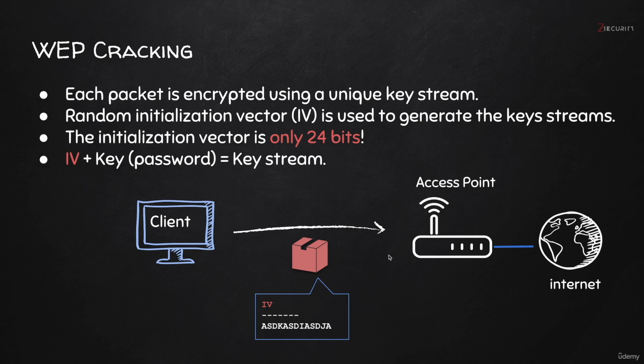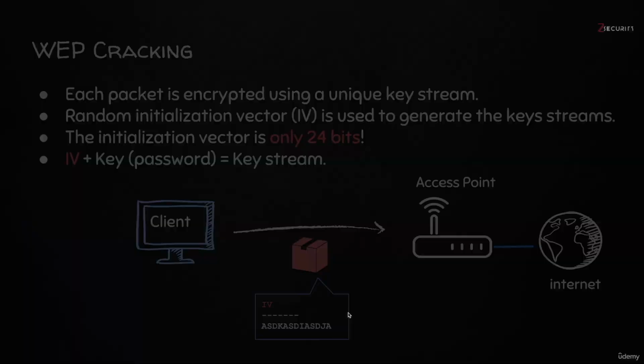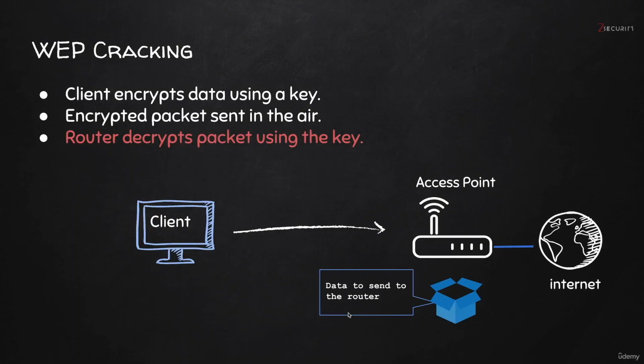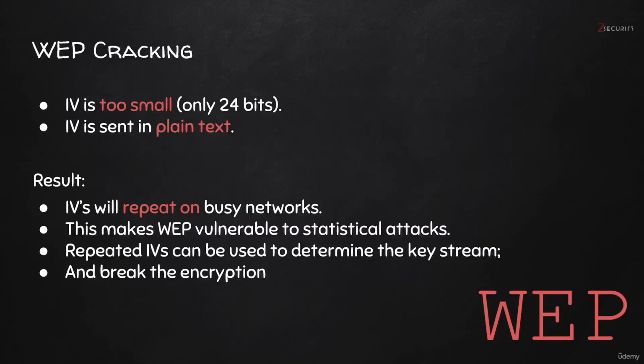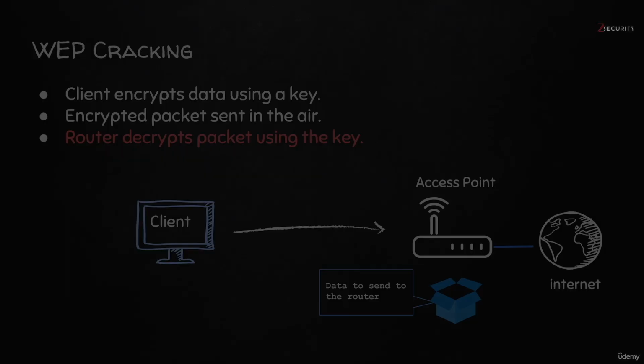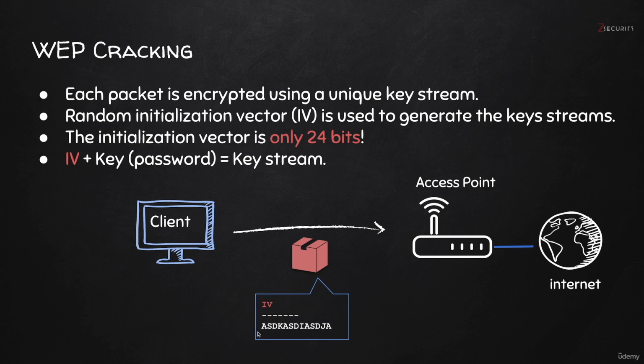So, when the router receives the packet, it has the IV, it has the password or the key, so it can generate a key stream and then use that key stream to transform this gibberish into its original form and read the packet. So, if you think about what I said, you can probably guess what the weakness is. Basically, the IV is sent in plain text. So if you look at this, you can see the packet content is encrypted. So if someone captures this packet, they won't be able to read this, but they will be able to read the IV in plain text.